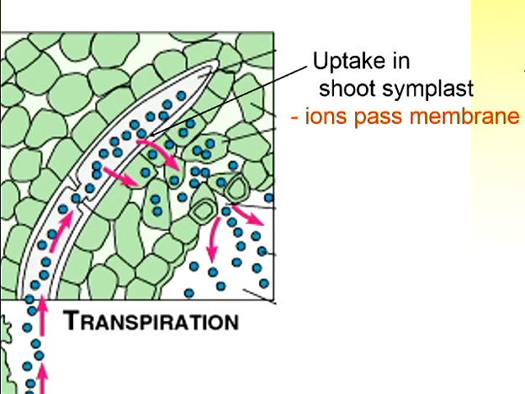And then for the uptake into the mesophyll cells, the ions have to pass a membrane to get into the symplast. And that is again an active process usually, so it needs some ATP to make that happen.